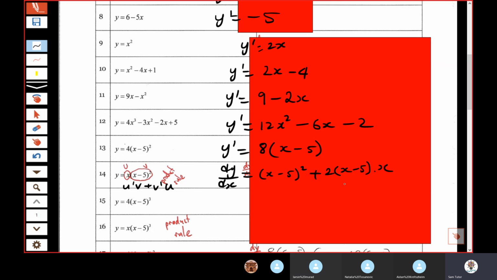Unless you were saying 1 because of the derivative of the inside. Yeah. And then it's good to know that you can see an x minus 5 that's common in both. So you should learn to factorize that. And then you're left with x minus 5 plus 2x. 2x plus x is just 3x minus 5.